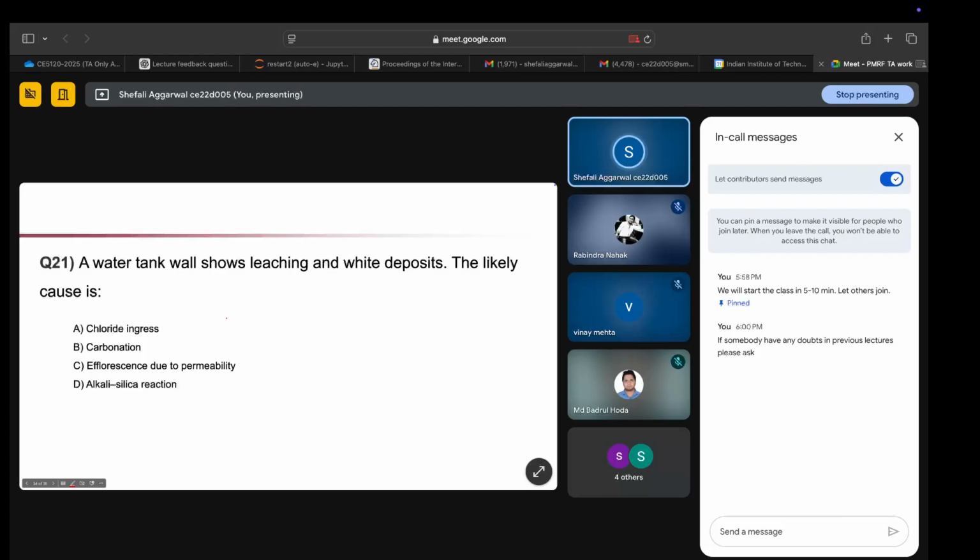Next question is, a water tank wall shows leaching and white deposit. The likely cause is chloride ingress, carbonation, efflorescence, or alkali silica reaction. C. Yeah. So for white deposit, it is mainly because of efflorescence, which is caused due to permeability of water.